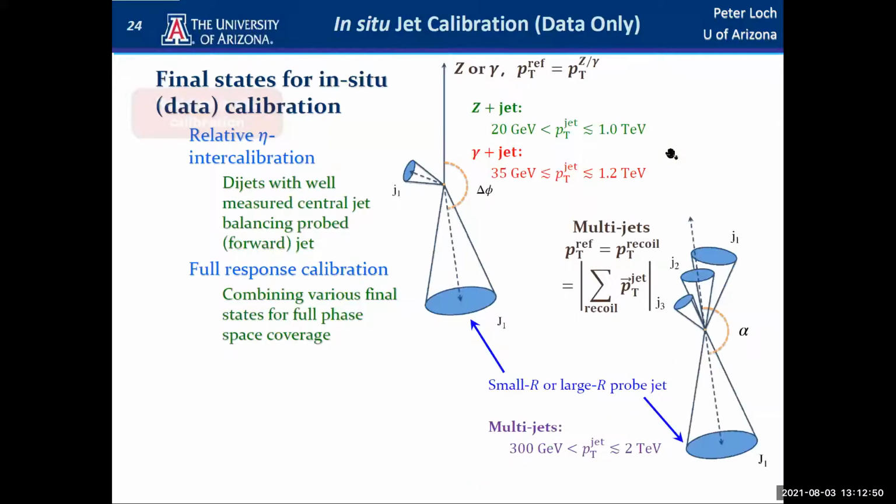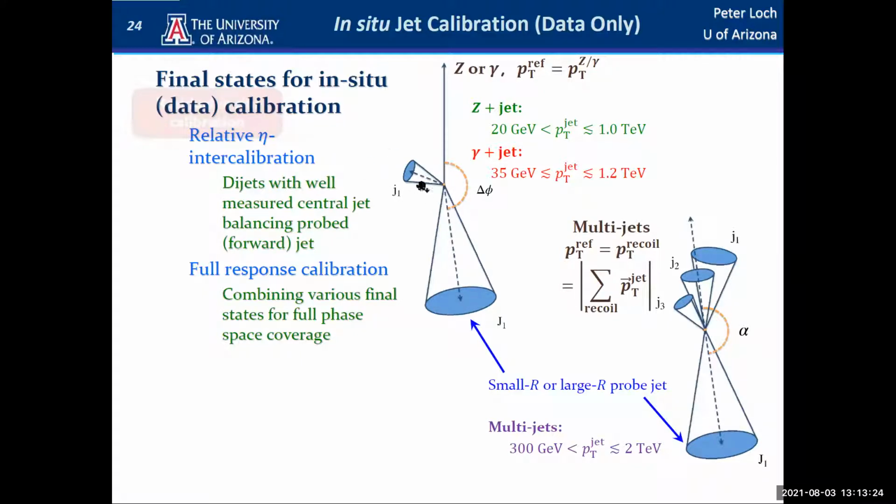So the ingredients of such a selection are shown here. In the left upper part, you have a Z boson or a photon providing us with the transverse momentum reference. And you have the jet you want to test, the big J1 here. But there's certainly very likely also some radiation in the event, so that we have enough phase space to have a second or third jet.